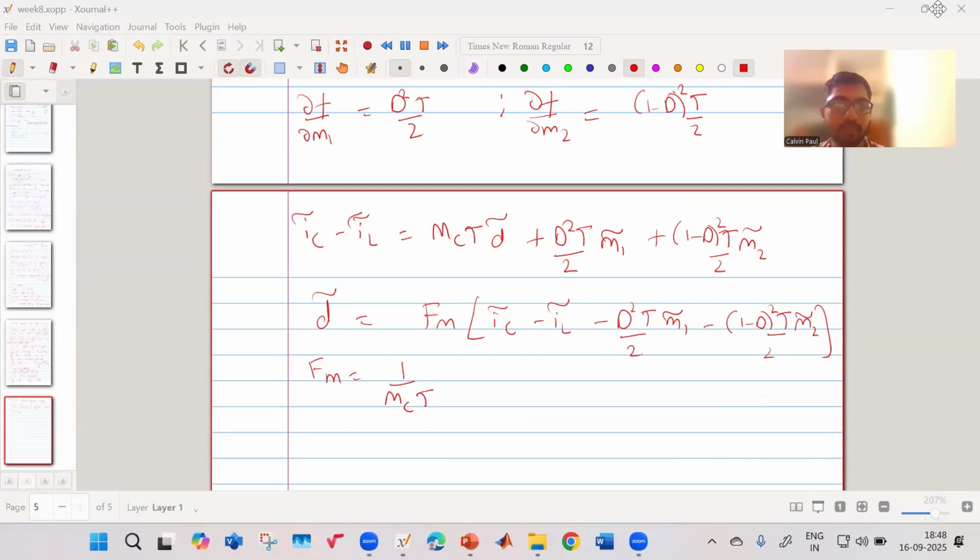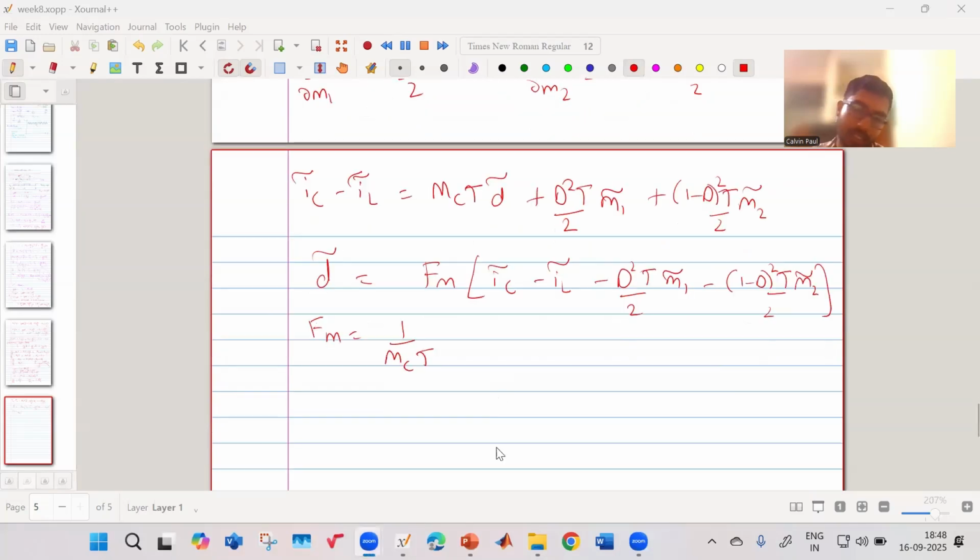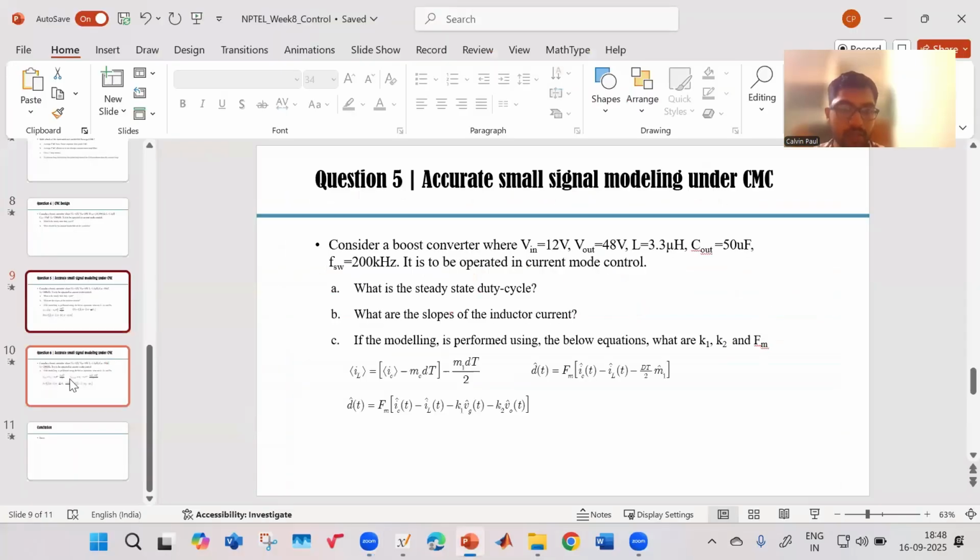So should we solve sums now or should we proceed? There are certain sums regarding this. Let us do the sum then. Because we've just studied this theory, let us solve the sum now itself.